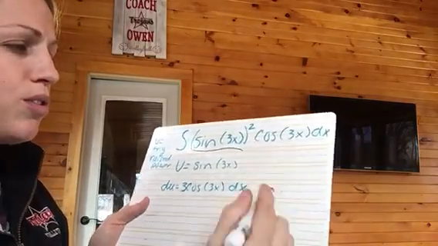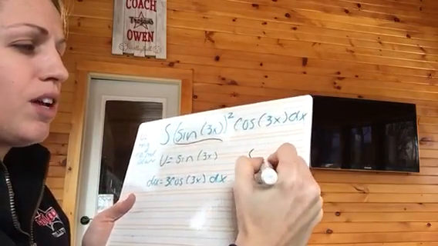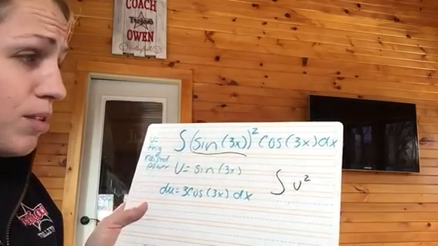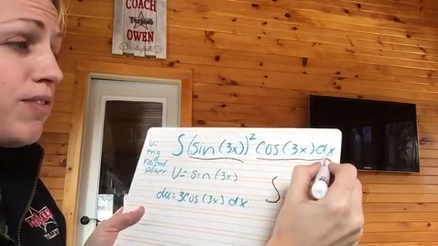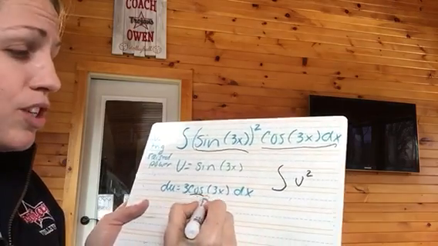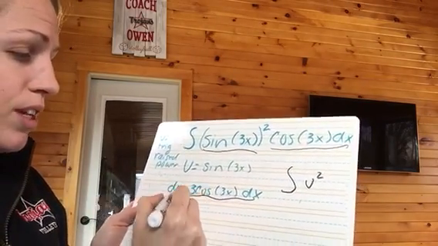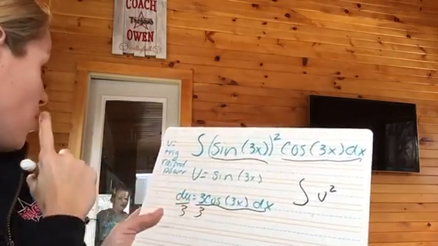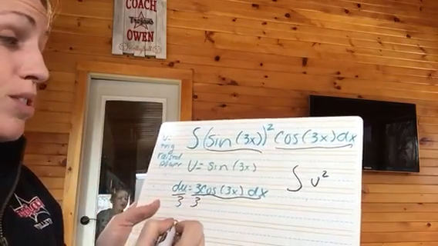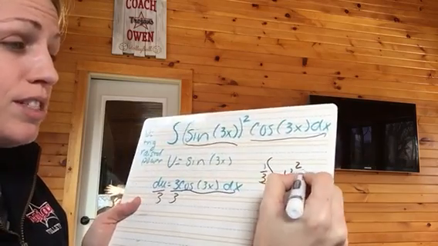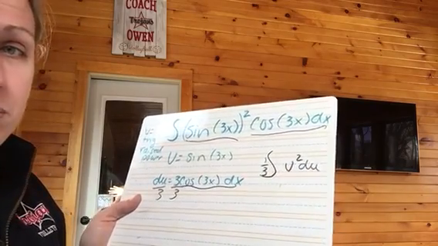Okay, so our new integral is going to be the integral of u squared, right? Okay. So let's look and see what we have. On the outside, we have cosine of 3x dx. So we actually almost have everything here that we need. All we have to do is get rid of the 3, so I'm going to divide both sides by 3. Okay. So I divide both sides by 3, and I'm going to end up with a 1/3 out in front, and then du. Okay.